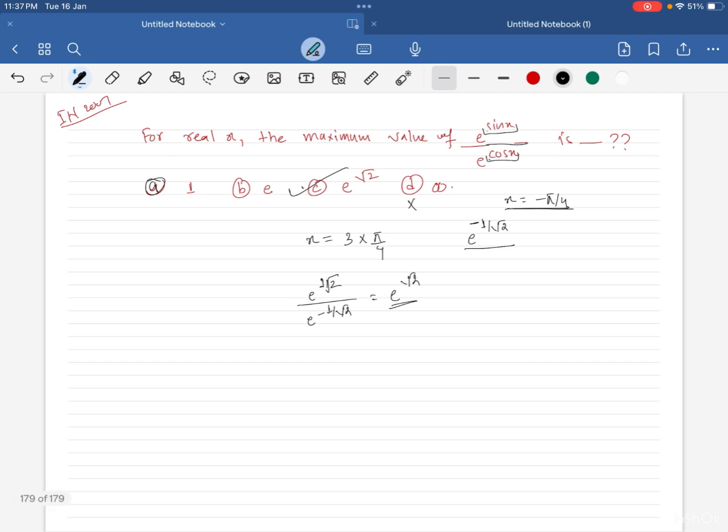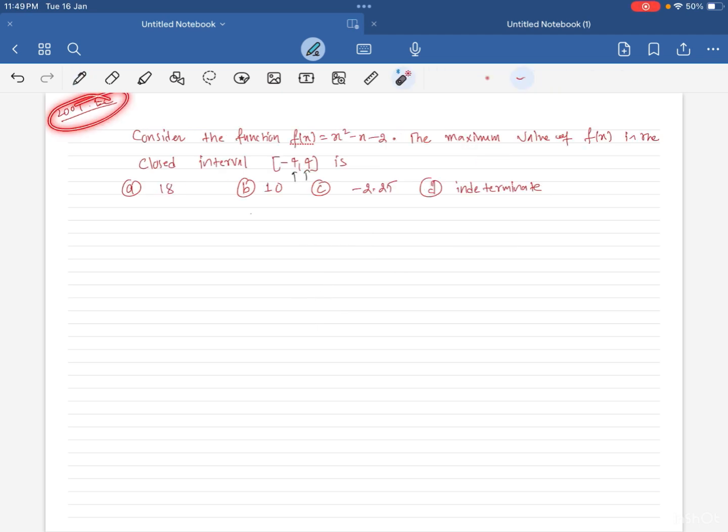Or what we can do, we can find the stationary point, and because this is the maximum, the infinite cannot be option. E is less than e to the power root 2 and 1 is less than e. Okay, so this is the correct answer for this question.